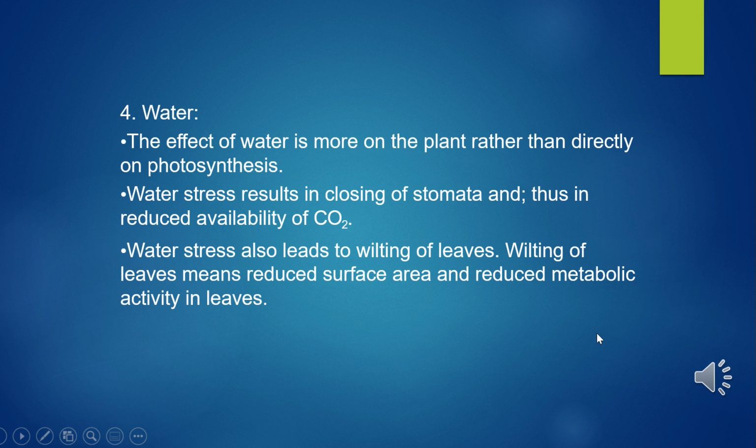Next factor is water. The effect of water is more on the plant rather than directly on the photosynthesis. Water stress results in closing of stomata and thus in reduced availability of carbon dioxide. So we all know that leaves have stomata on the lower surface, and these stomata are enclosed by the guard cells. If water is not present in the guard cells, they shrink and stomata get closed. If the stomata are closed, then the carbon dioxide will not be able to enter into the leaves. Water stress also leads to wilting of leaves. Wilting of leaves means reduced surface area and reduced metabolic activity in the leaves.